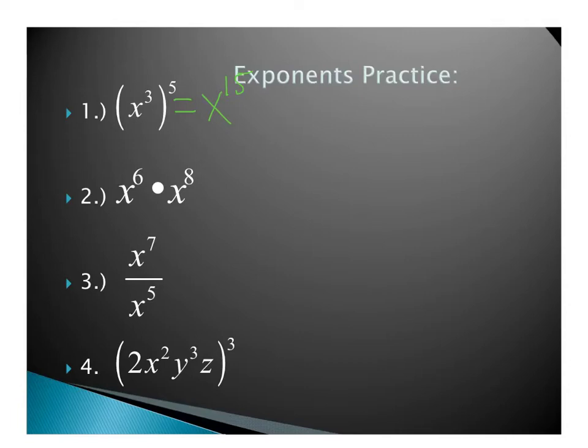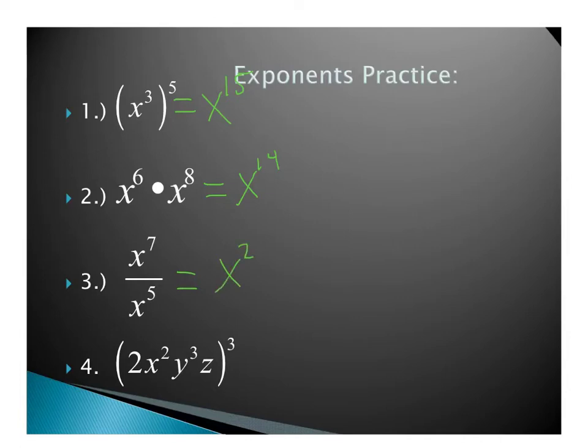Here we have x to the sixth times x to the eighth. Well, this is multiplication, and we have like bases, so we're going to add our exponents. We get x to the 14th. Number 3 here, x to the 7th divided by x to the 5th. This is division, this is quotient rule, so we're going to have 7 minus 5 is 2, so we get x squared.